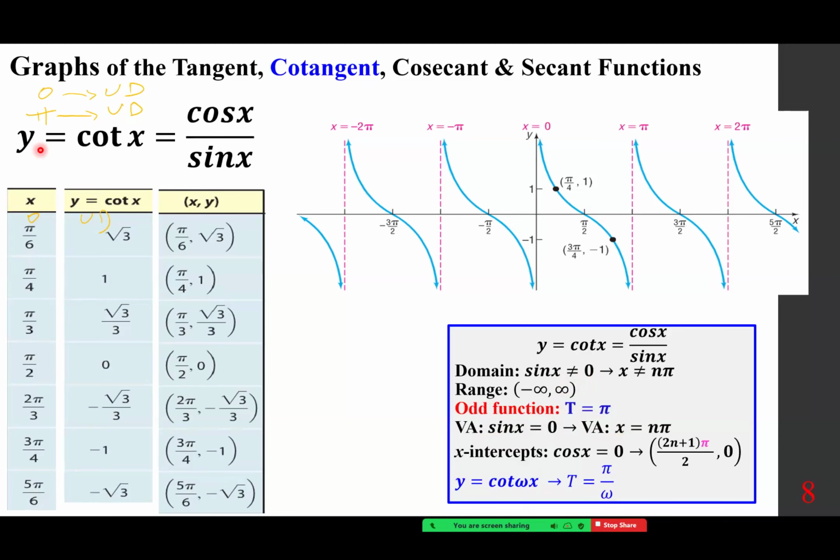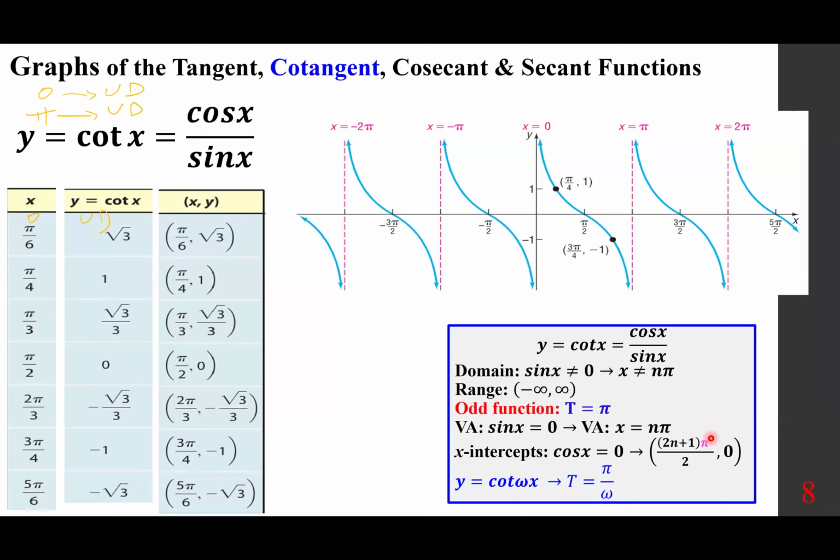X-intercept where the y is 0 when the numerator is 0. Cosine is 0 at 2n plus 1 times pi over 2. And of course, if it's cotangent omega x, the period is pi over omega. So what I want you to notice, the period is pi. So in all of these cases, when the period changes to anything else, change this one. So pay attention, this is that one, and so forth. Okay, so you really want to pay attention to that. And that way, you know how to find the answer if the question is asked.